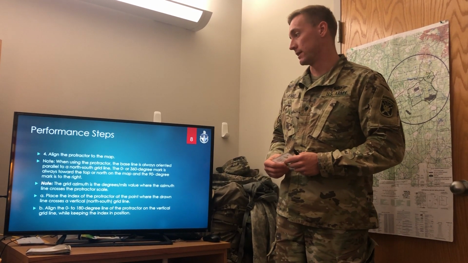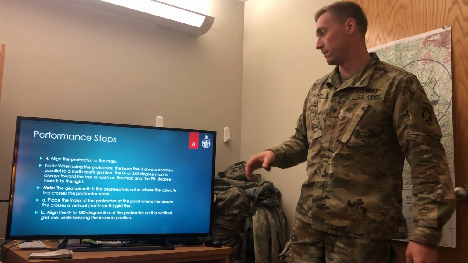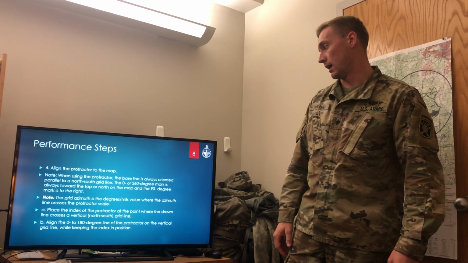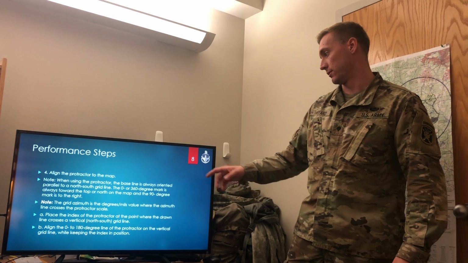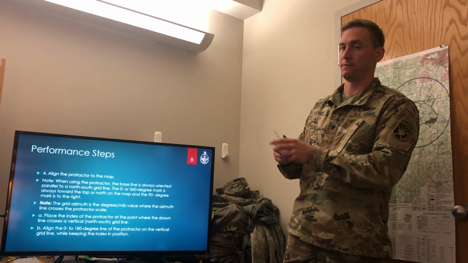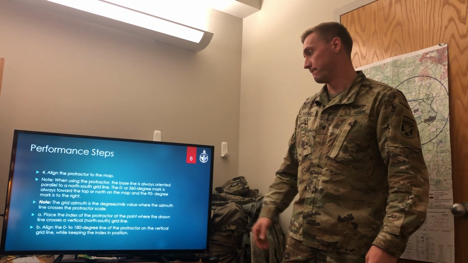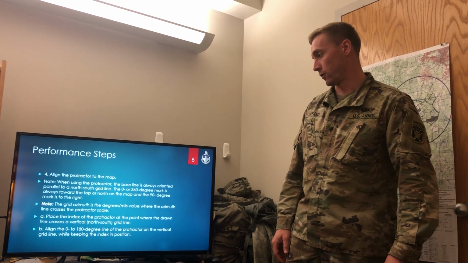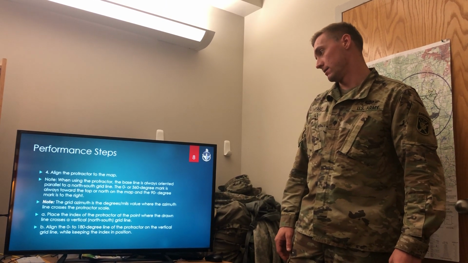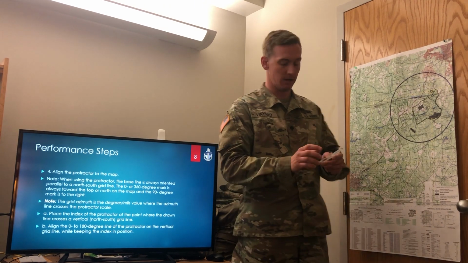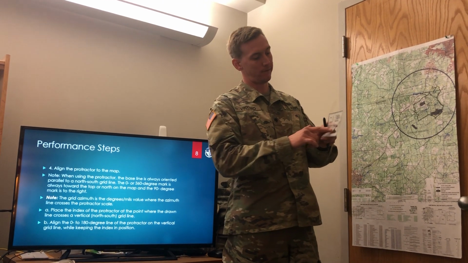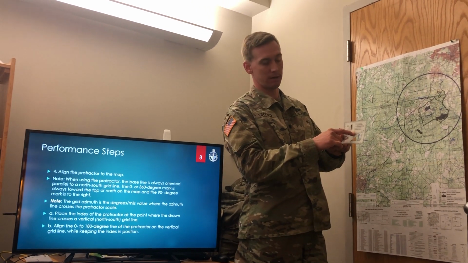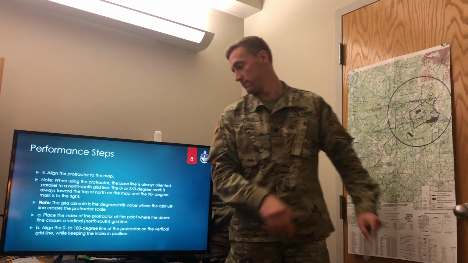Your next step is to align the protractor on the map. This is important because it's easy to get wrong. The baseline is always oriented parallel to the north-south grid line. And then your 0 to 360 degree mark on the protractor should be facing north at the top of the map. The 90 degree mark is to the right. The grid azimuth is in degrees today, as I said before. And then place the index of the protractor, which is the middle point of the cross where the 2 lines bisect one another. You put that on your start point.